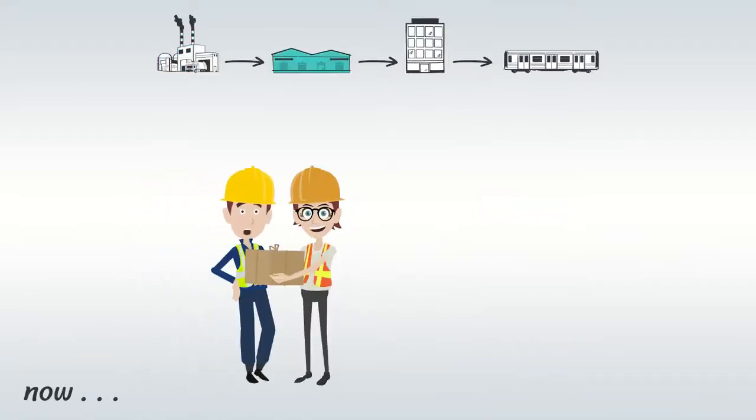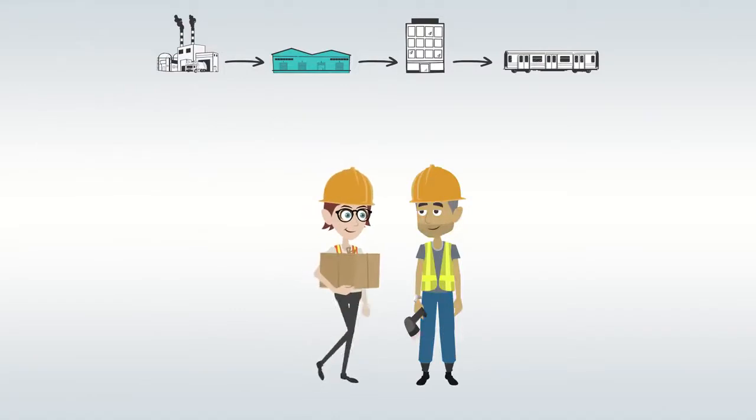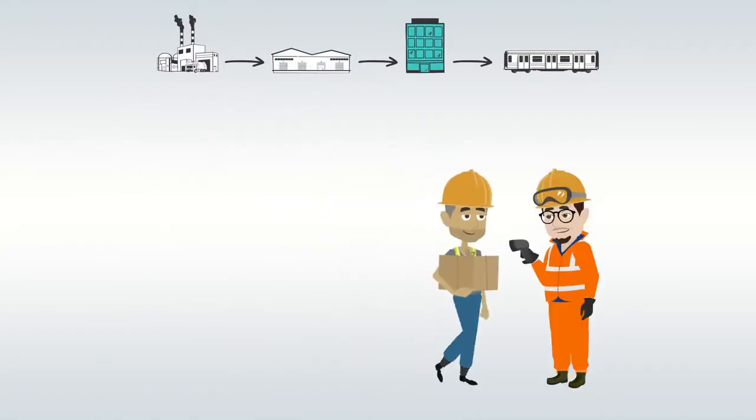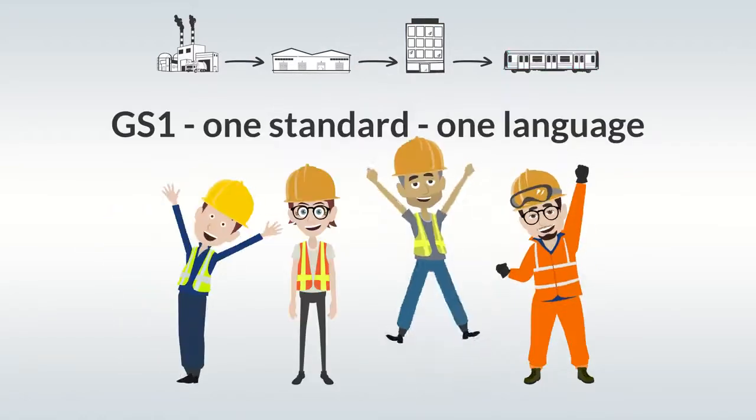With a common label, everyone now speaks the same language. The information is machine readable and can be read out without any problems. There is therefore no longer any ambiguity in the identification of parts across the entire supply chain. With GS1 we finally have a common language with which we can clearly identify parts.